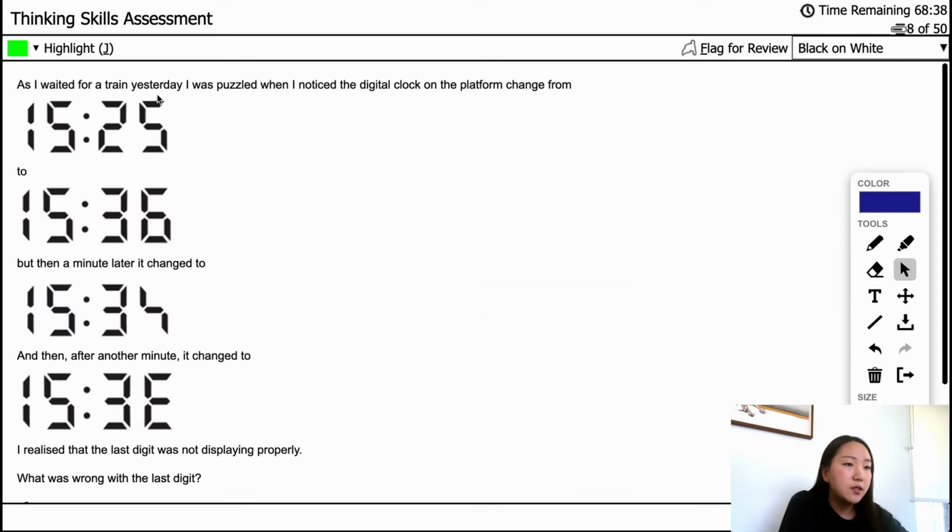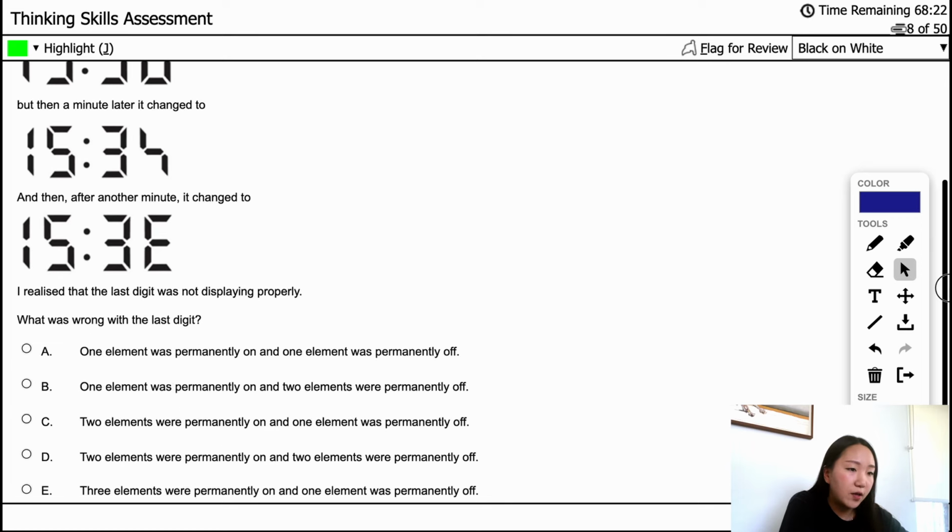So as I waited for a train yesterday, I was puzzled when I noticed the digital clock on the platform change from 15:25 to 15:36. But then a minute later, it changed to 15:30 broken. And then after another minute, it changed to 15:30 something. And I realized that the last digit was not displayed properly. What was wrong with it?